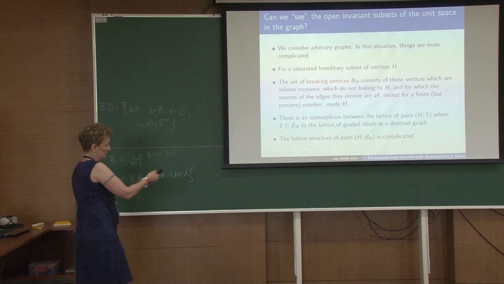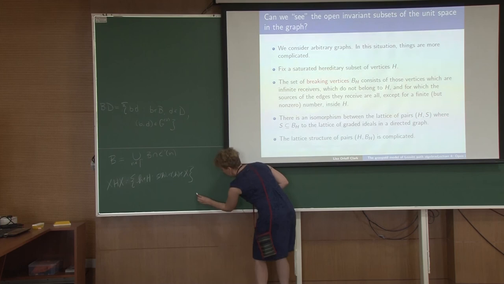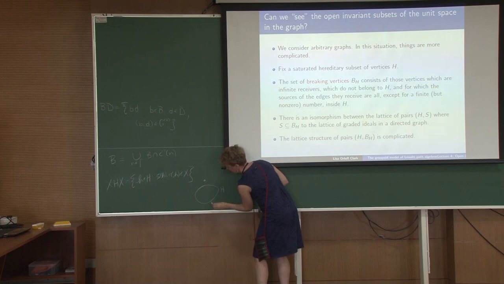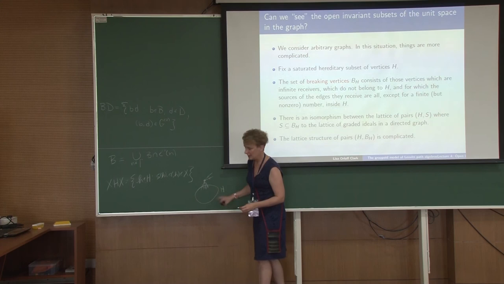So the picture is, if you think of this as H, here's a vertex, it's a breaking vertex. An infinite number of edges go here and a finite number might go out. So a finite number out, infinite in here, but it can't be zero going out. So we talked about that yesterday.